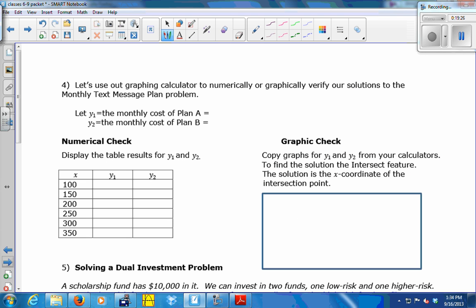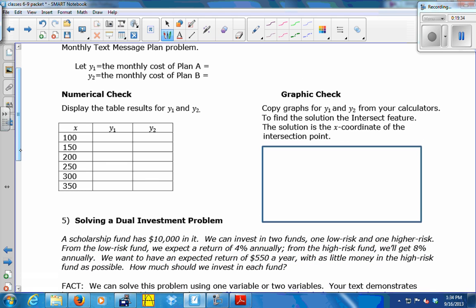So we can use our graphing calculator to numerically check or graphically verify our solutions to the text message problem. So we're going to let Y1 be the monthly cost of plan A. So that was 20 plus 0.05. We used t, but we're going to use x because your calculator doesn't have a t variable. And Y2 will be the monthly cost of plan B, which is 5 plus 0.1x.